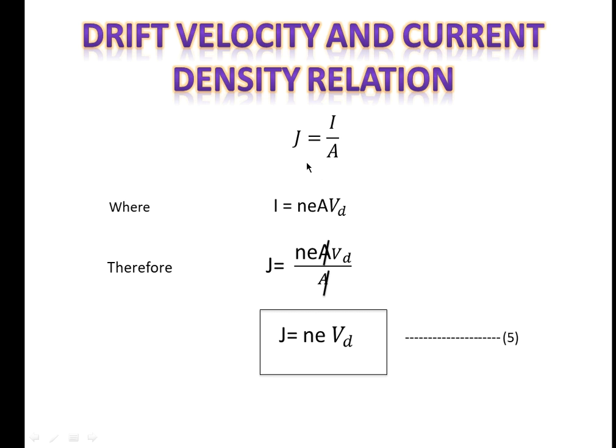The current density is going to be given by the amount of current flowing in the given area.